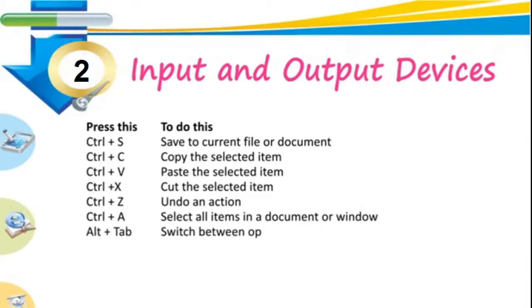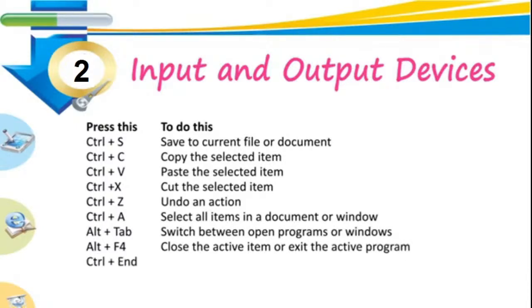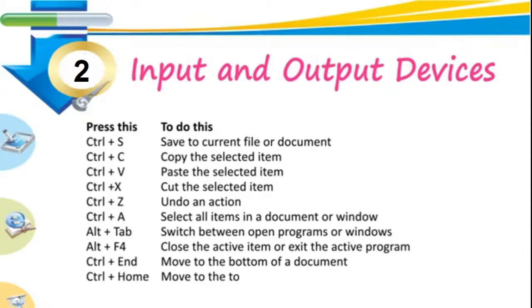Control plus A, select all items in a document or window. Alt plus Tab, switch between open programs or windows. Alt plus F4, close the active item or exit the active program. Control plus End, move to the bottom of a document. Control plus Home, move to the top of a document.